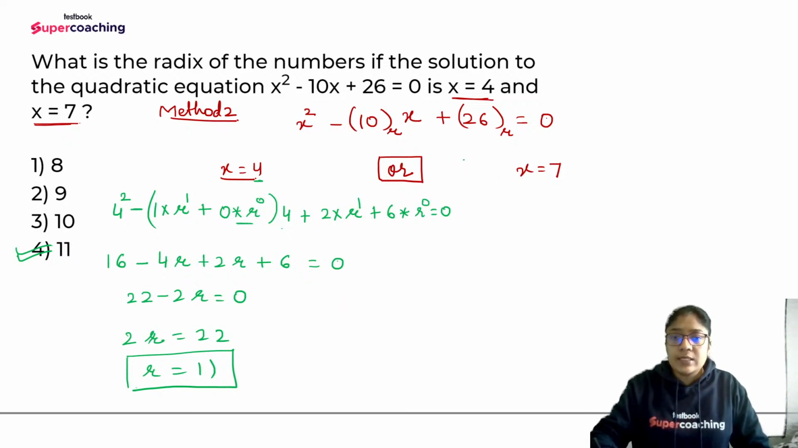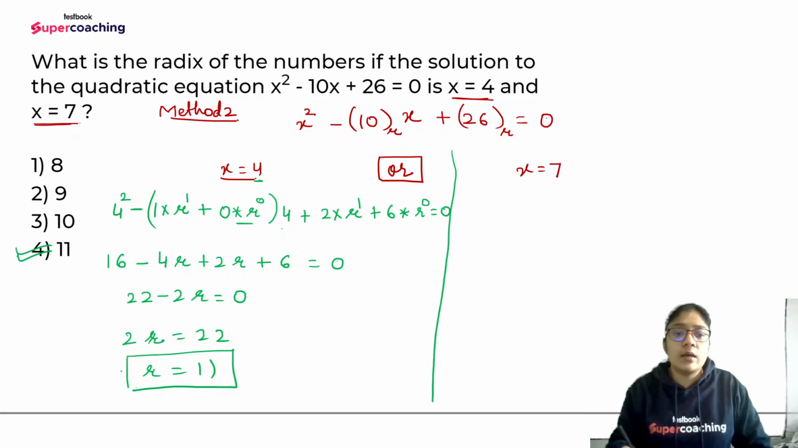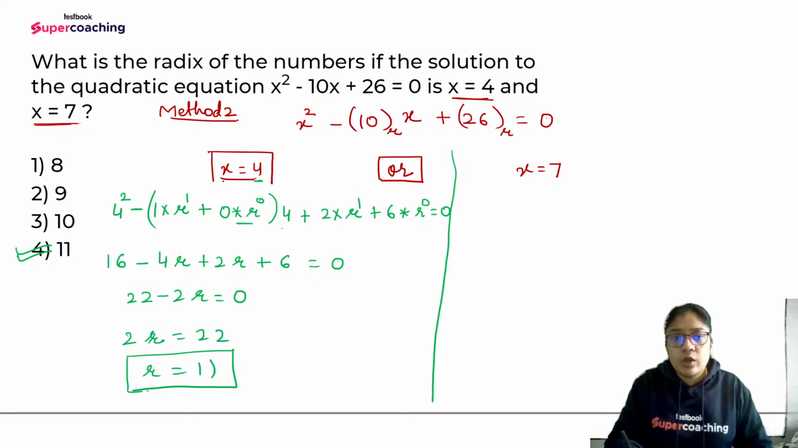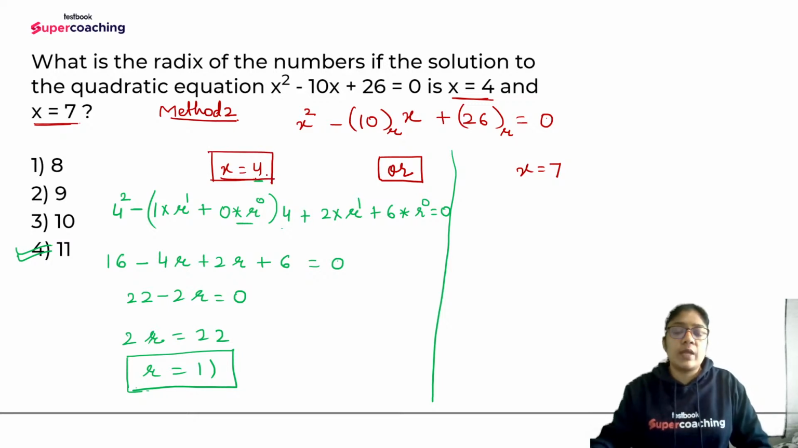Similarly, if you check with x is equal to 7, just check and tell me, are you getting the radix as 11? Just substitute the value the way I substituted one factor. I have used x is equal to 4. Check with x is equal to 7. Are you getting the correct answer? Anyhow, you should get the correct answer because this is also a factor of the given equation.